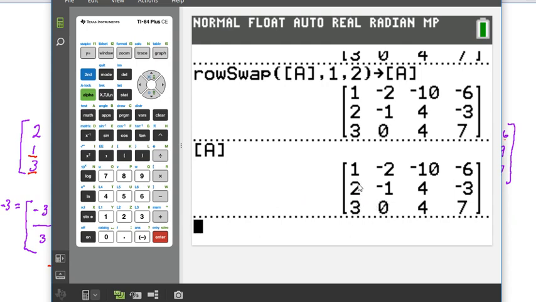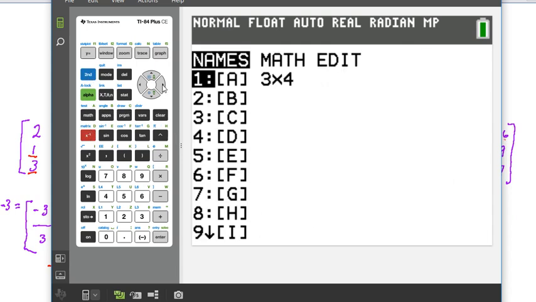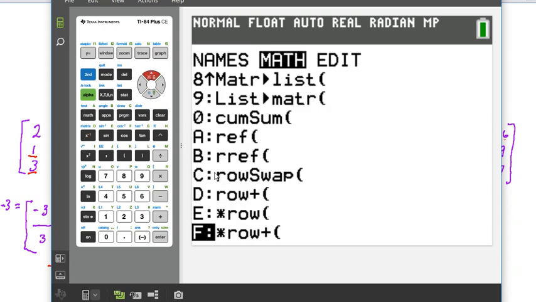So to make this a 0, I need to multiply row 1 by -2 and add it. Now the thing is, we can do all of that in one maneuver here. So if I go second matrix, come over here to math and do an up arrow, notice the bottom one says we're going to multiply times a row and then we're going to add it to something. So that's what we want to do here.